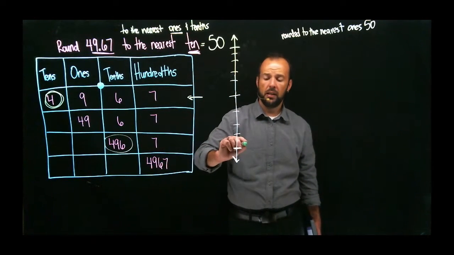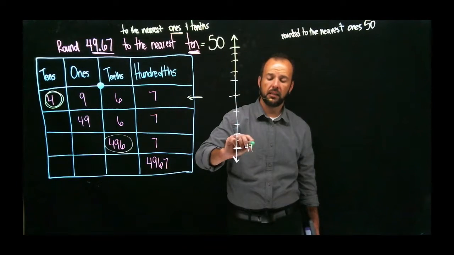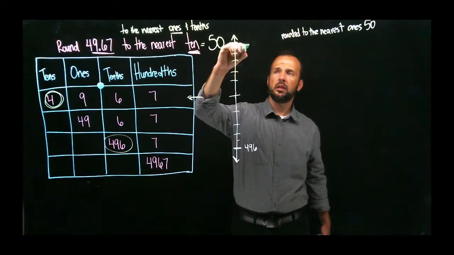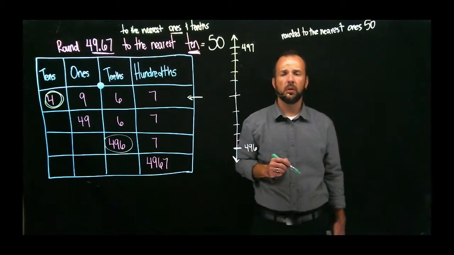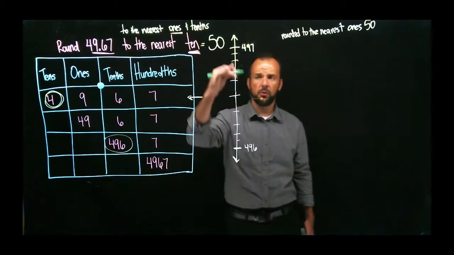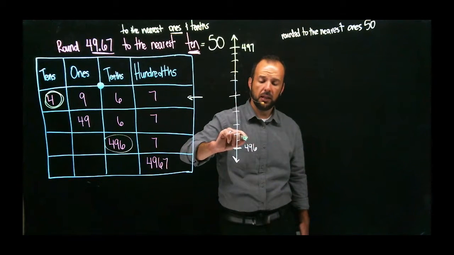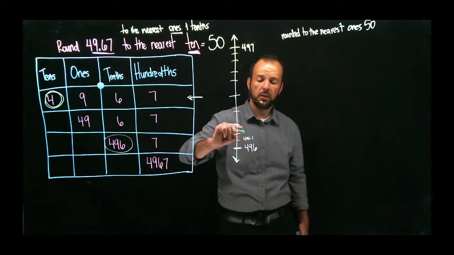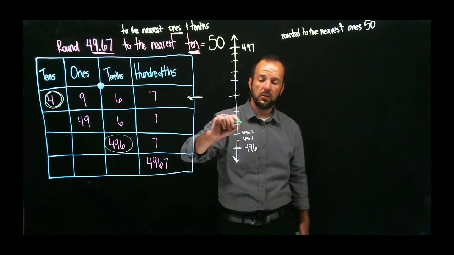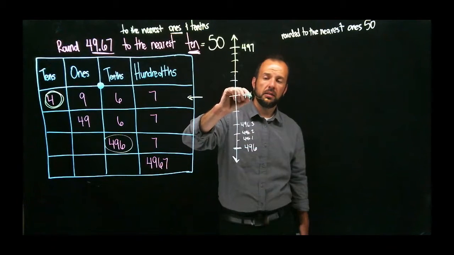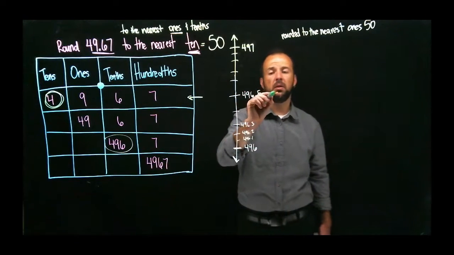So my low point is going to be 49.6. If I counted up from that one more tenth, that would give me 49.7. Okay? So if I was going to count to find the midpoint, I would start with 49.61, 49.62, 49.63. You get the idea, 49.64, and then this would be 49.65. That's going to be the middle, okay?